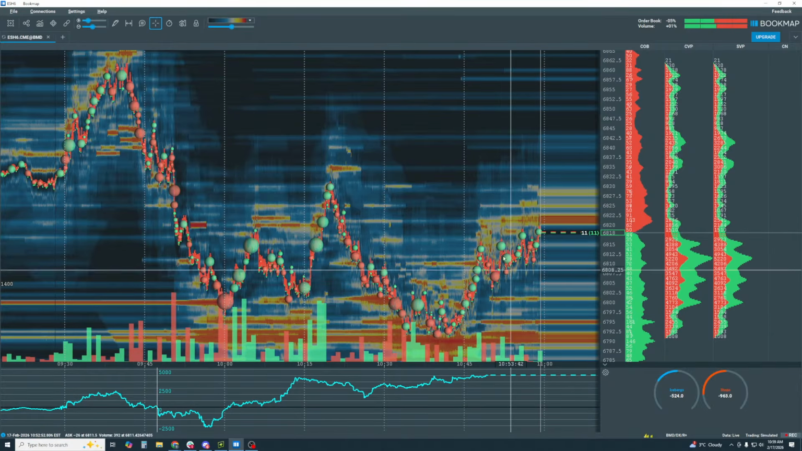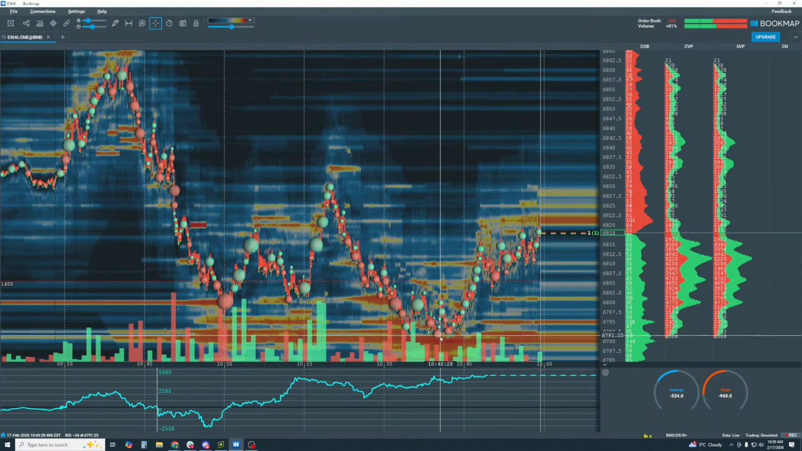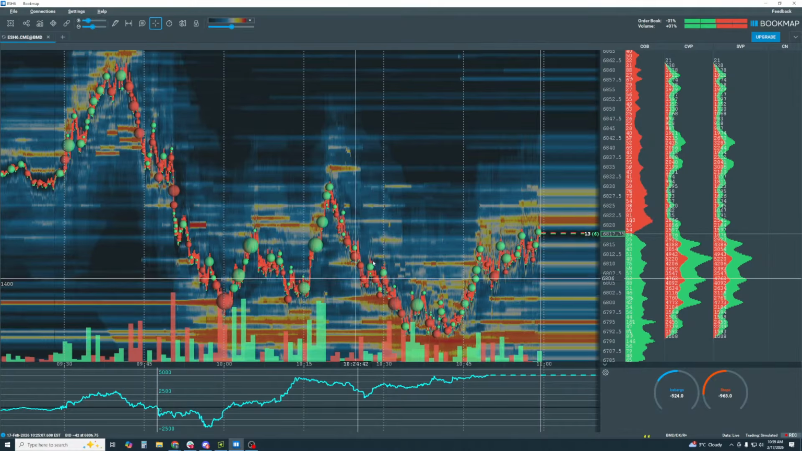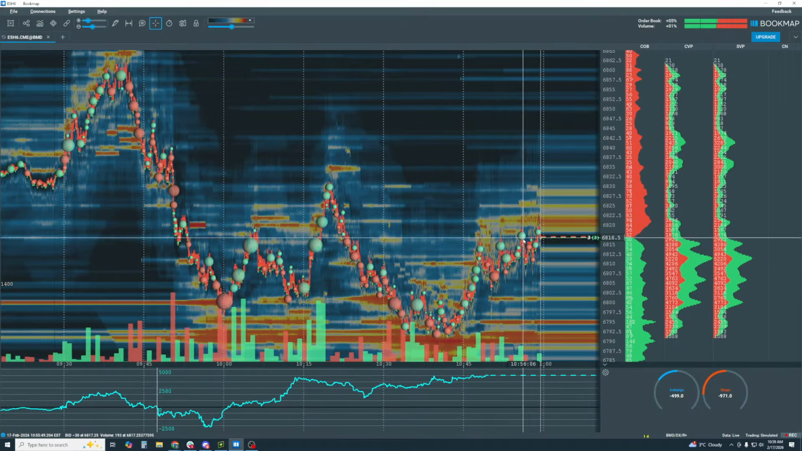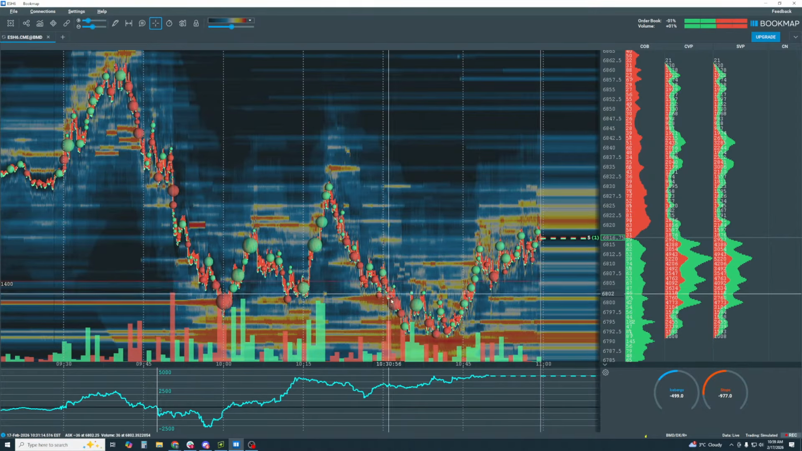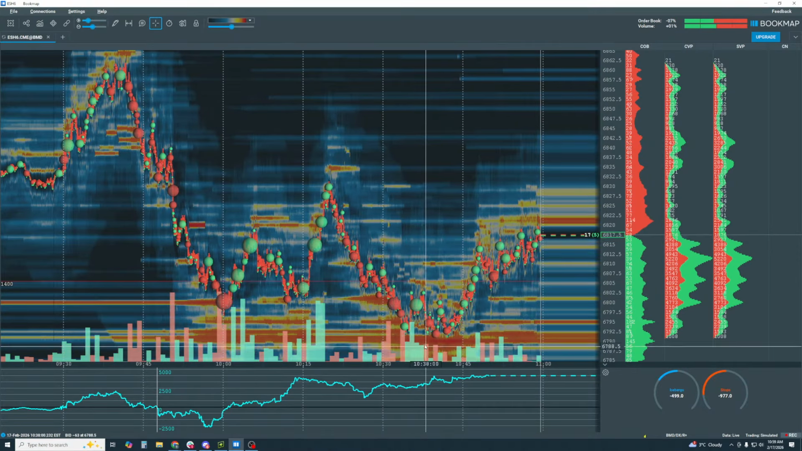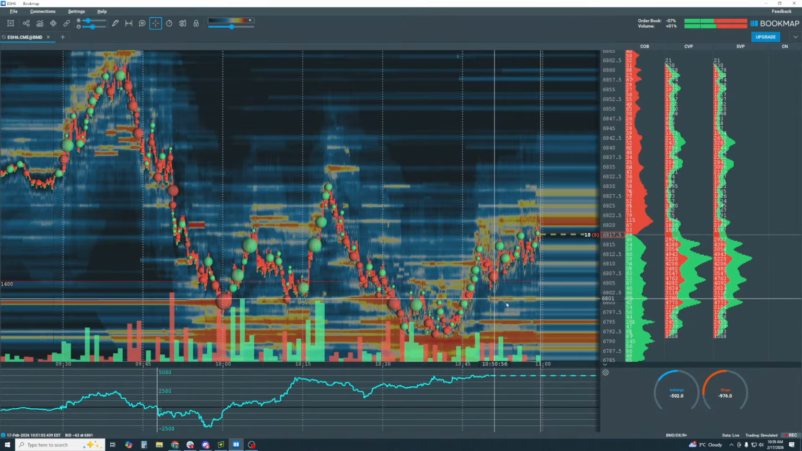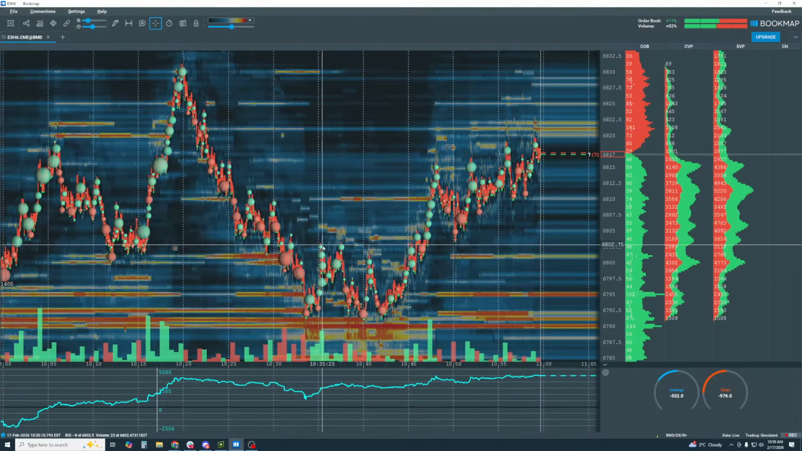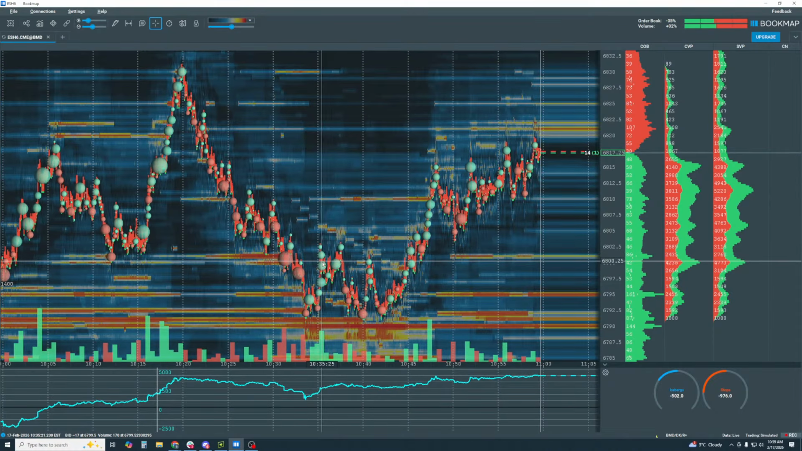Oh, it's never easy, is it? We're looking for that continuation, and I'm still going to look for it, but I certainly don't see it unfolding right now. So we were looking for that continuation move here. We did get it below 6,800. This to me is something else to take a look at as well. Below 6,800, I don't know about you guys, but I see it so often.